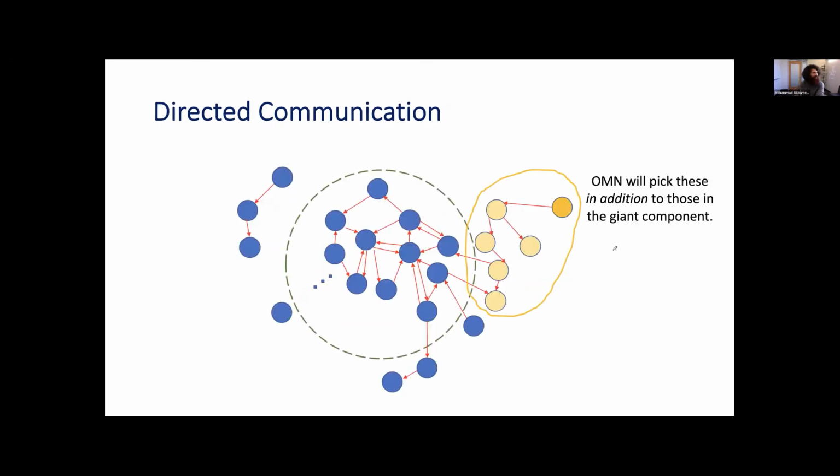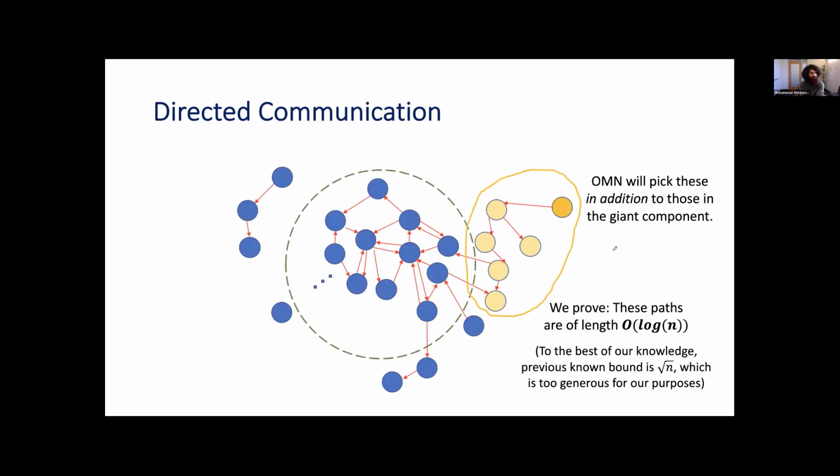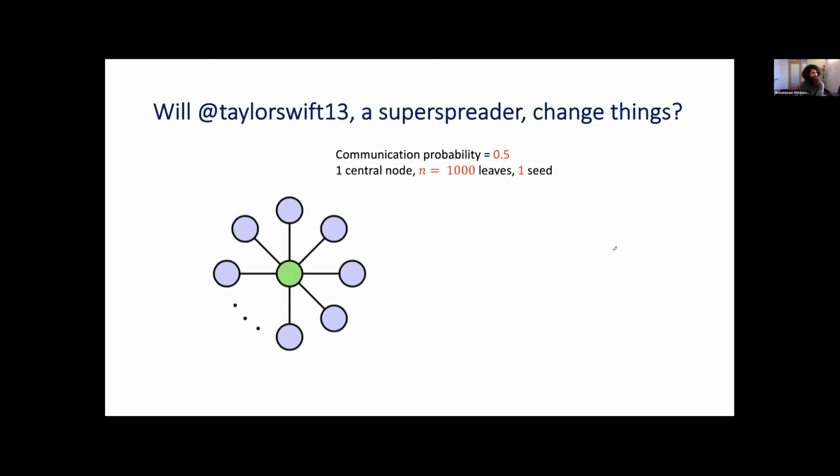So there are some other mathematical tricks I'm not going to go into. Let me show you one example and finish the talk with it, or two examples. One is why this works even for power law. The idea is this: if I have the most centrally figured network possible, the star network, and the communication probability is 0.5, and I have 1,000 people around the star, and I have one seed.